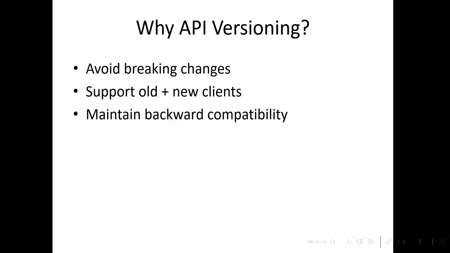Minimize the business risk. Not all consumers upgrade immediately, so versioning reduces downtime and failed integrations. And stability for public APIs: public-facing APIs like payment gateways, travel portals, and government APIs must be stable for many years.